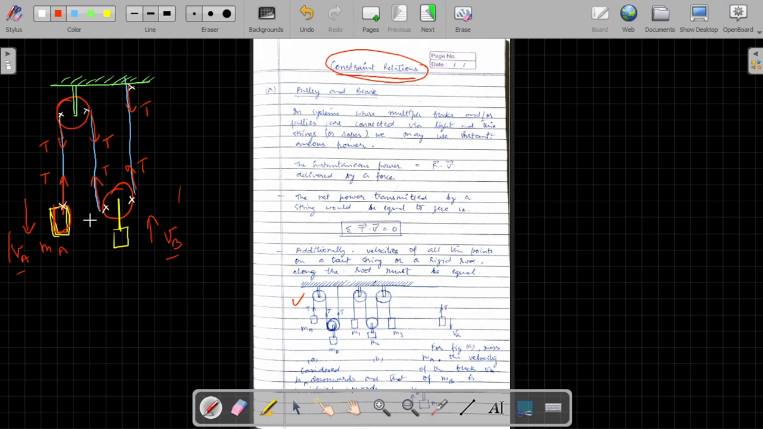So what is the instantaneous power delivered at point number 1? The instantaneous power delivered at point 1 will be T into VA. Now let us focus on this figure. Tension and velocity, these two vectors are opposite to each other, so the dot product of these two vectors would be negative. That means once the tension and velocity are in the same direction, their dot product would be considered positive, and once they are exactly opposite to each other, they would be taken with the negative sign.